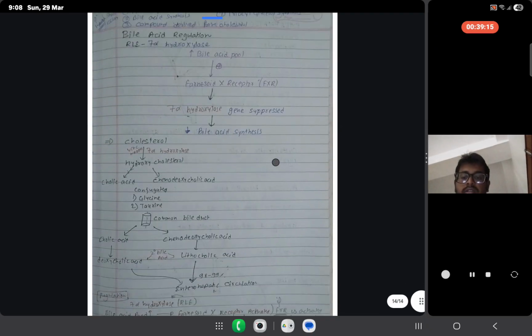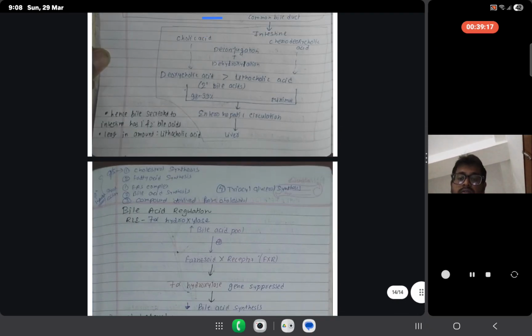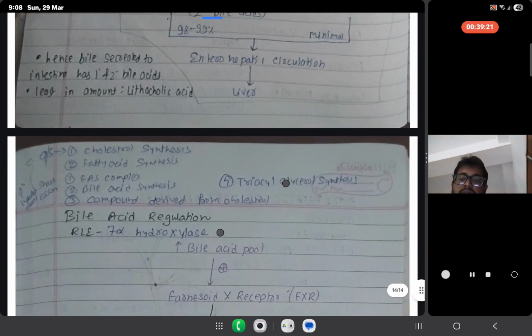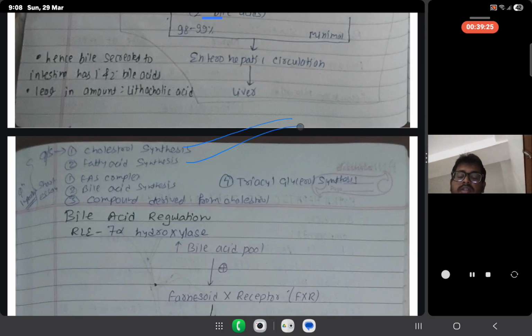Cholesterol synthesis you can see, and the important question is this only. These are the important questions which you can see in your exam: cholesterol synthesis, fatty acid synthesis, the fatty acid synthase complex as we have discussed, bile acid synthesis, compounds derived from cholesterol, and triacylglycerol synthesis. These are the 4 and 2 questions, 6 important questions.